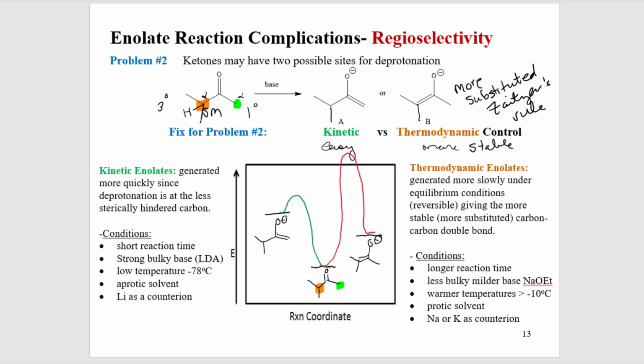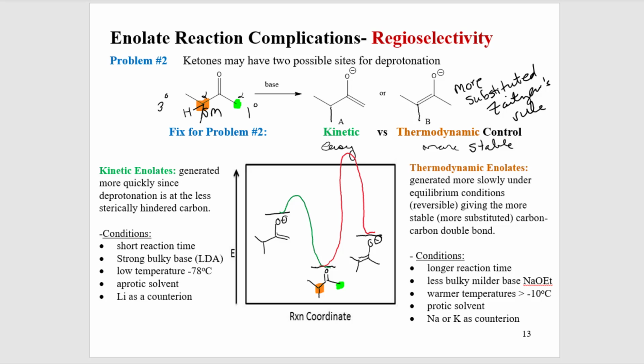We're also going to operate under much lower temperatures. We want just enough energy to get up and over this curve, but not enough energy to get over the right-hand energy hill. We're also going to use aprotic solvents. Okay, so that's going to help us. We don't want the base to be distracted by protons. We want the base to quickly do what it needs to do.